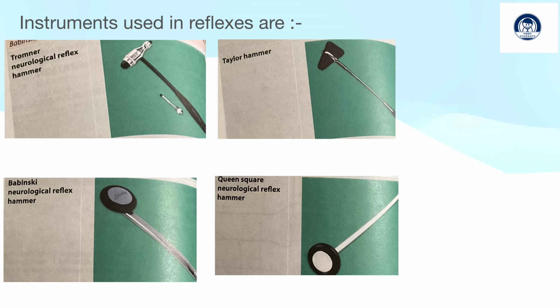Instruments used in reflexes are: 1. Tromner neurological reflex hammer. 2. Taylor hammer. 3. Babinski neurological hammer. 4. Queen Square hammer.